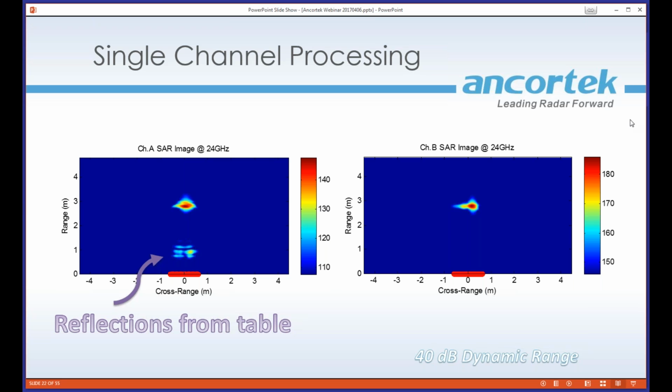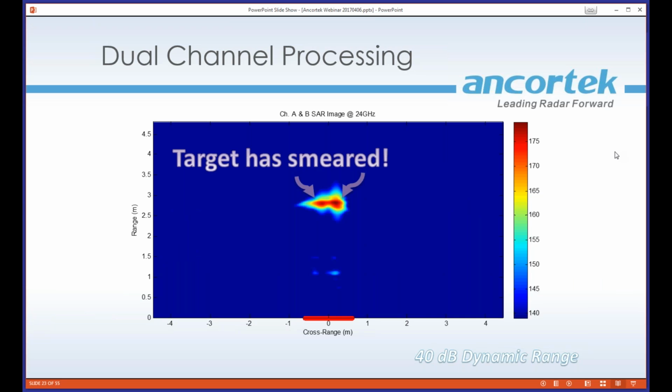Okay, and then this was with A and B combined. It got rid of most of the stuff from the desk from channel A, but we had some smearing. What was going on is that channel A and channel B weren't lined up as well as they should have been, and that relates to the SAR rail not being as exact as it should be. So we got a little bit of smearing between those two images, but that's something that could be worked out in software.